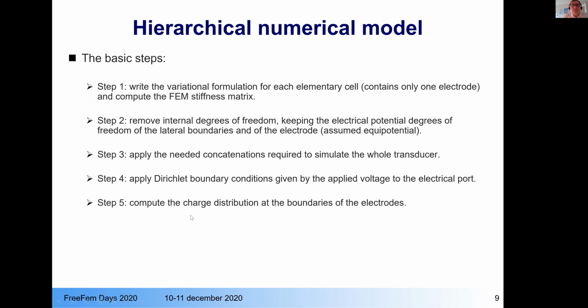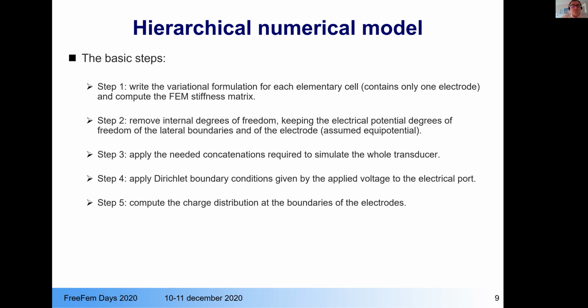Let us go now to the hierarchical numerical model. The purpose is to analyze only the elementary electrode. So we write the variational formulation for each elementary electrode that contains only one electrode. It is a definition. And we compute the FEM finite element stiffness matrix for this cell. The second step, we are going to remove the internal degrees of freedom and keep only the potential degrees of freedom of the lateral boundary, left and right, and of the potential of the electrode that is assumed equipotential.